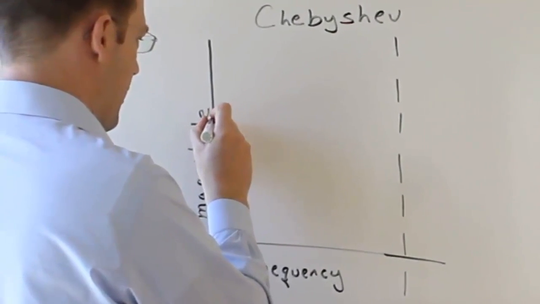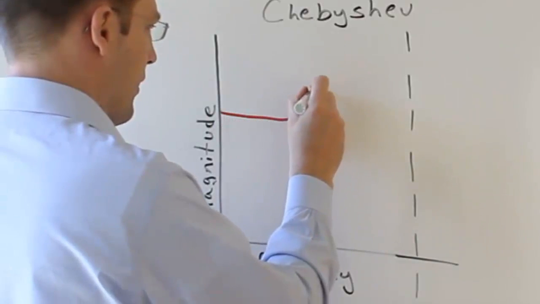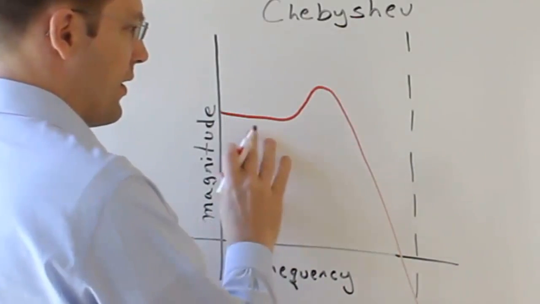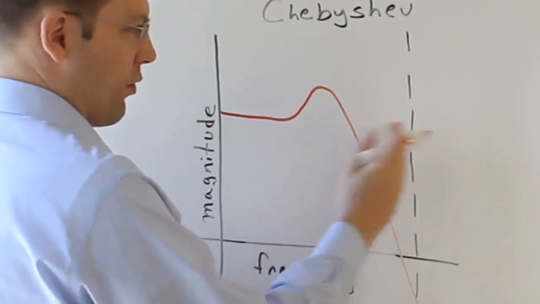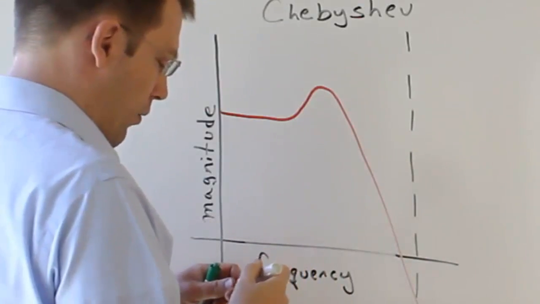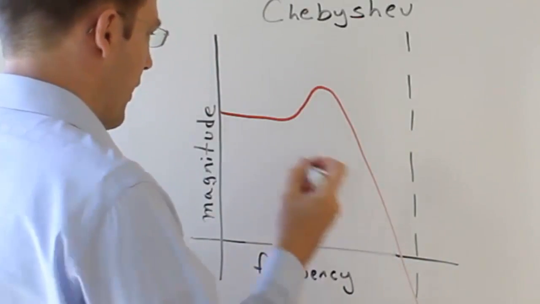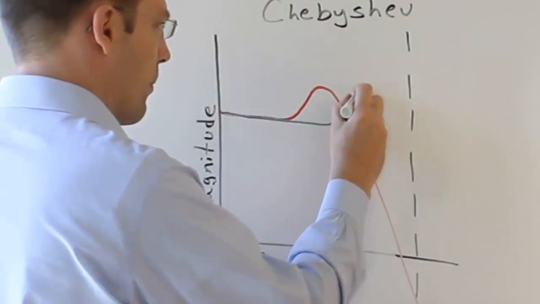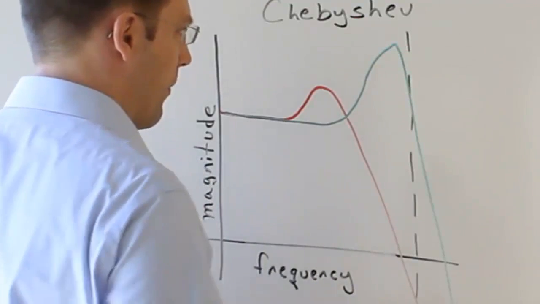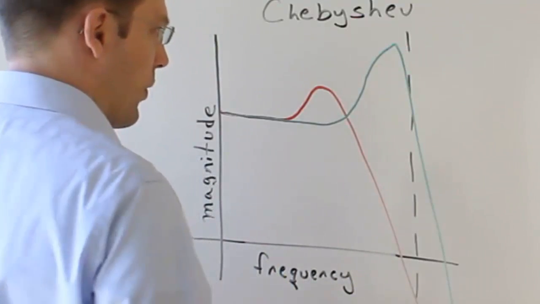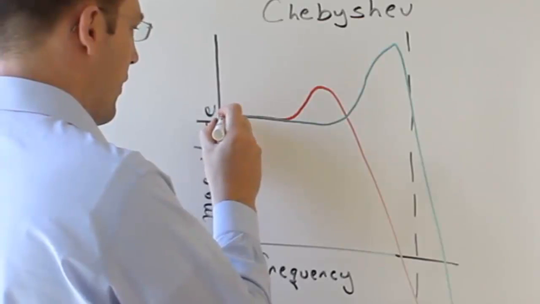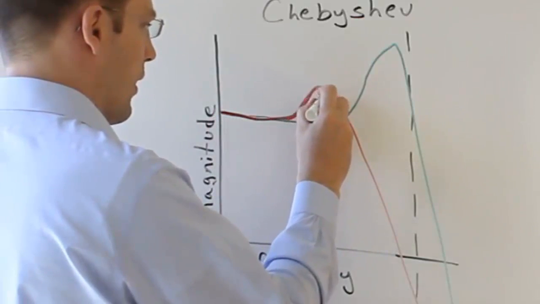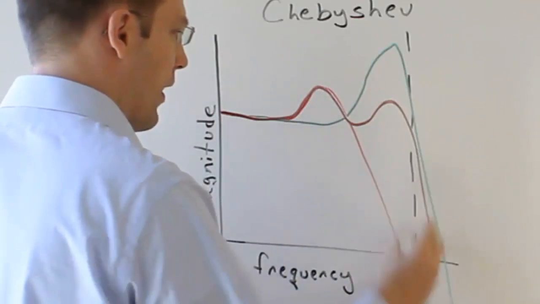So one of the stages is going to look something like this. And you can see that this stage has a cutoff frequency way before the cutoff frequency that we want. And so in order to counteract this, what we do is we have another stage that looks something like this, say. And when we combine the 2 stages together, then we should get something like this.